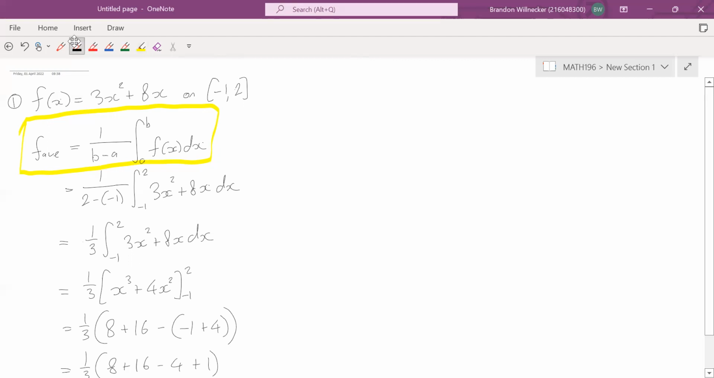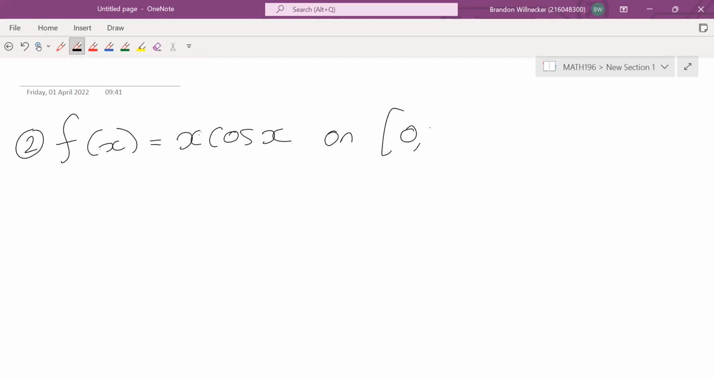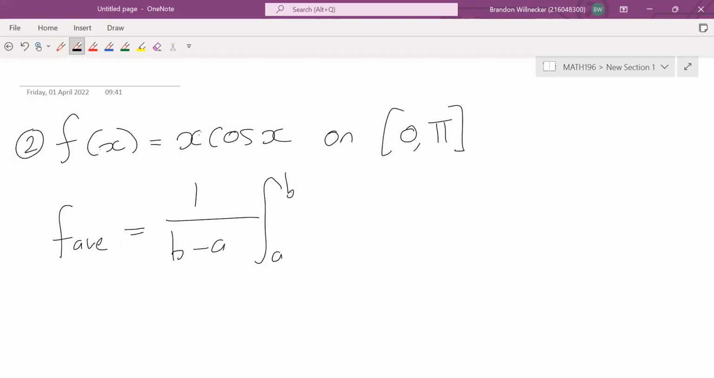Okay, let's take a look at another example. Example 2. We have the function f of x is equal to x cos x on the interval 0 to pi. So again, we want to find the average value of this function. So f average is going to be 1 over b minus a, the integral from a to b, f of x dx.